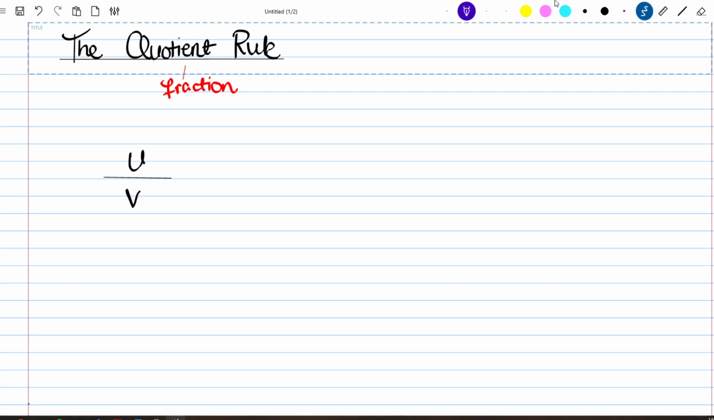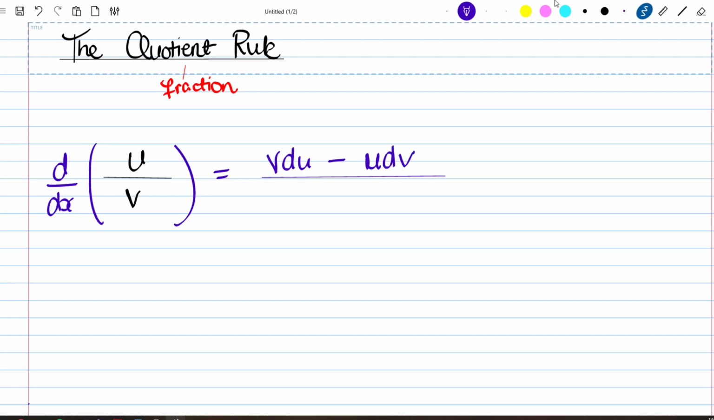The quotient rule states that if I want to differentiate this fraction, the result will be another fraction, and the top will work out as v times the derivative of u minus u times the derivative of v. And on the bottom of the fraction, we'll have a v squared.